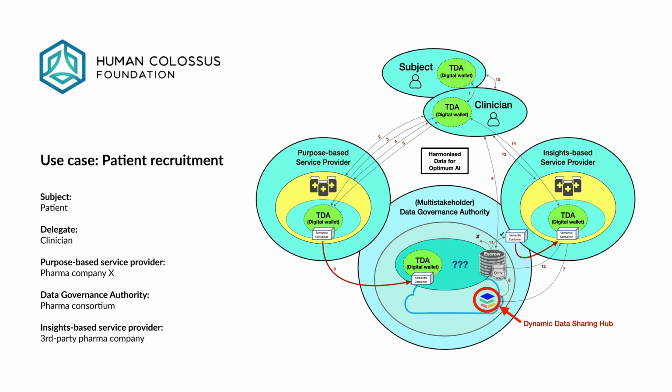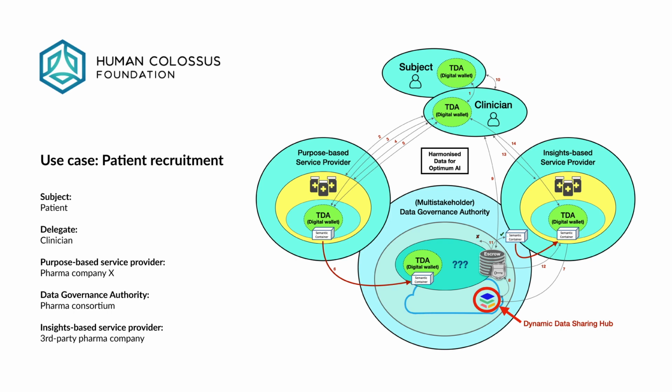In the final transaction, a third-party pharma company looking to recruit patients for a new clinical trial triggers a criteria search to the data sharing hub, which acts as a mediator between the patient and the third-party pharma company. Data access is only ever authorized following the patient's explicit consent at every stage of the data lifecycle.